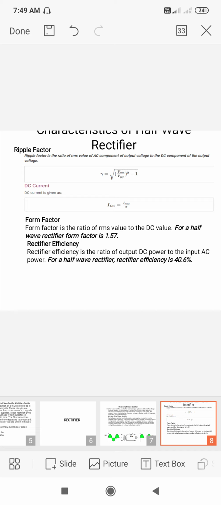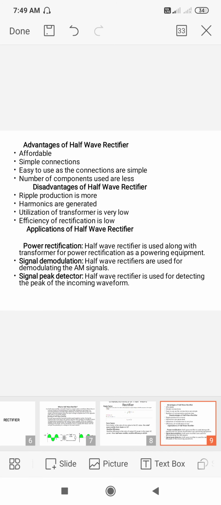Next are the advantages of the half wave rectifier. First, it is affordable. Second, the connections are simple. Third, it is easy to use. Fourth, fewer components are used. Now the disadvantages of the half wave rectifier. First, ripple production is more. Harmonics are generated. Utilization of the transformer is very low. Efficiency of rectification is low.